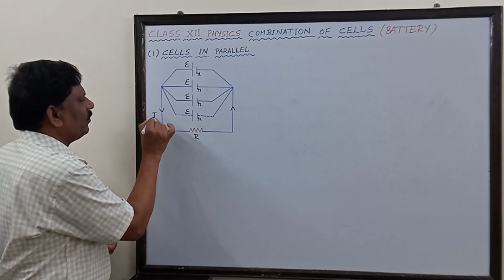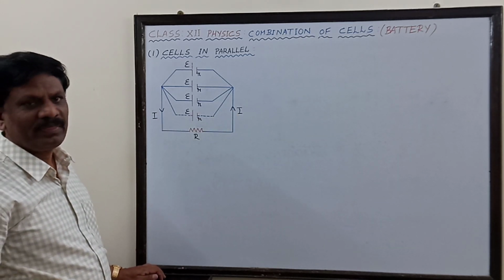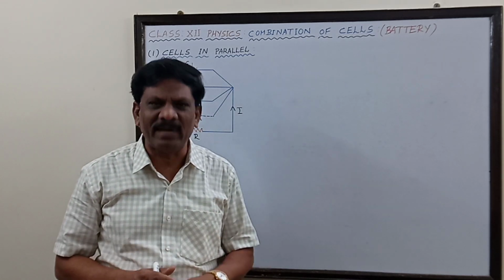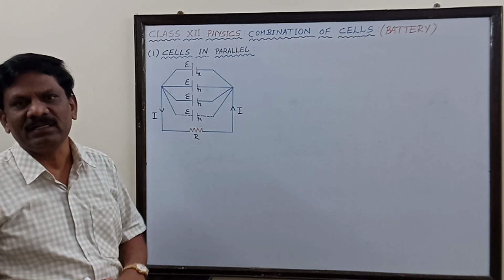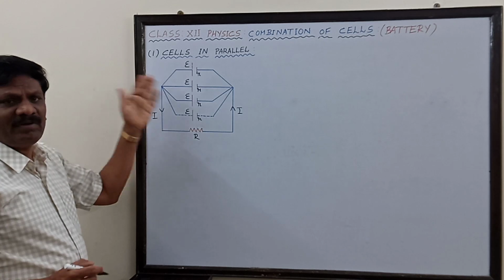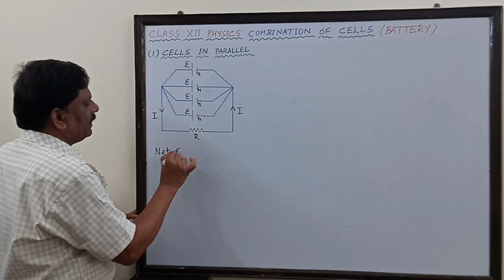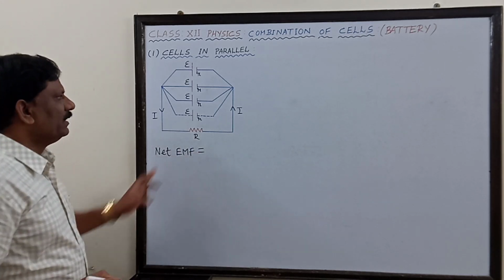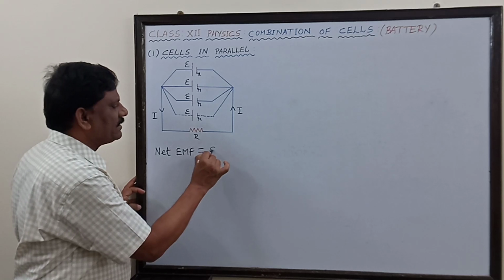Now here also we want to get an expression for the effective current supplied by the battery. This combination of n identical cells in parallel is called a battery, and what is the expression for the current supplied by the battery? So as usual we want to find the effective EMF or the net EMF. The effective or the net EMF in this combination of n identical cells will be equal to E itself.